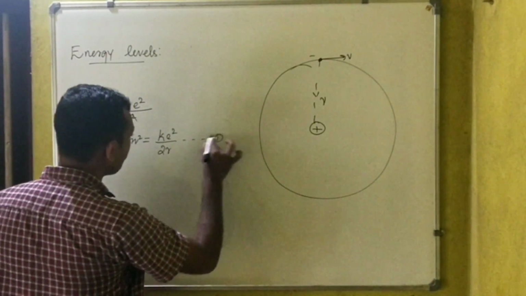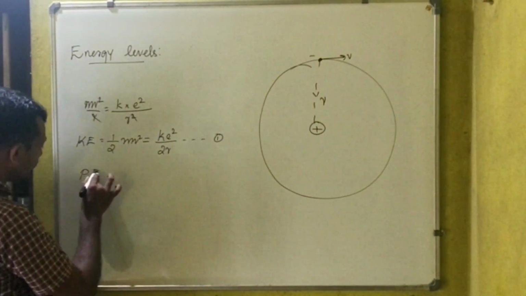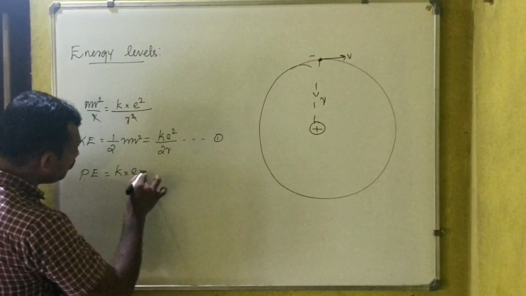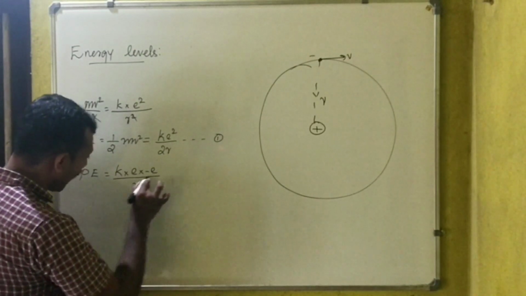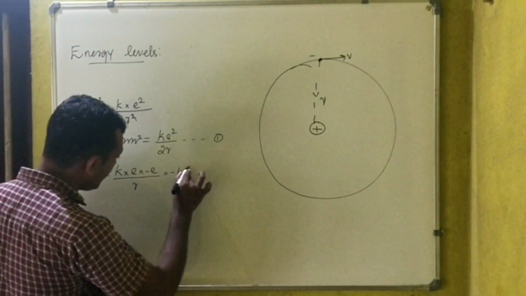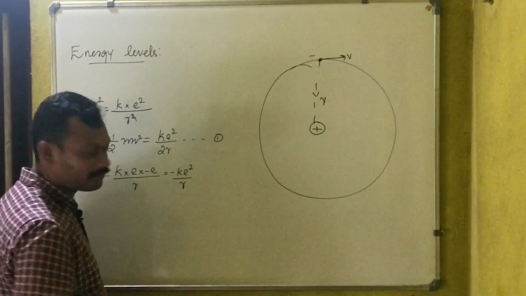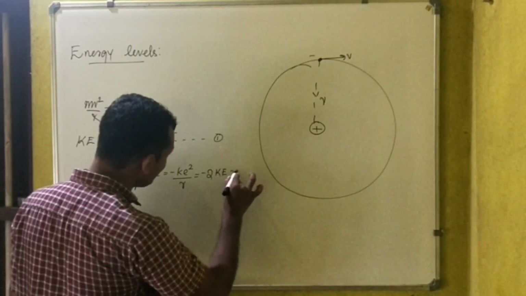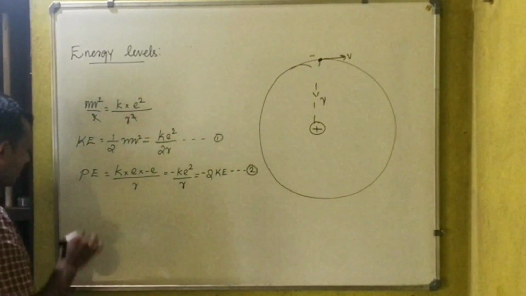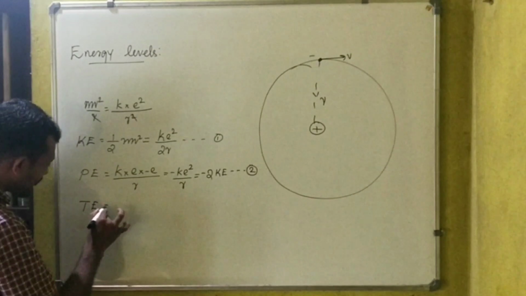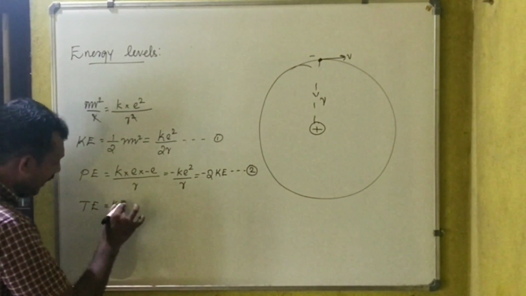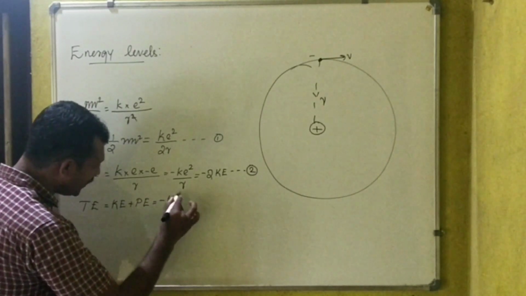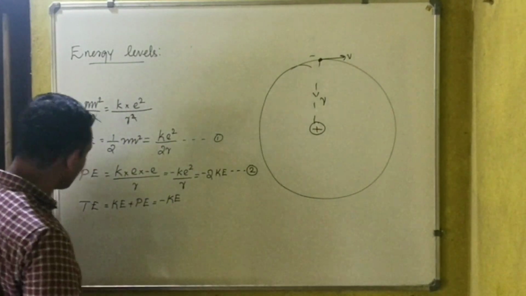Equation number 1. Now potential energy, very simple, K into Q1 that is plus e, Q2 minus e, divided by r, which is minus k e square by r. And I can say this is equal to minus 2 times kinetic energy, which is equation number 2, right? Now what is total energy? Total energy is the sum of kinetic energy and potential energy. That is equal to minus kinetic energy, you can easily say, because potential energy is minus 2 times kinetic energy.